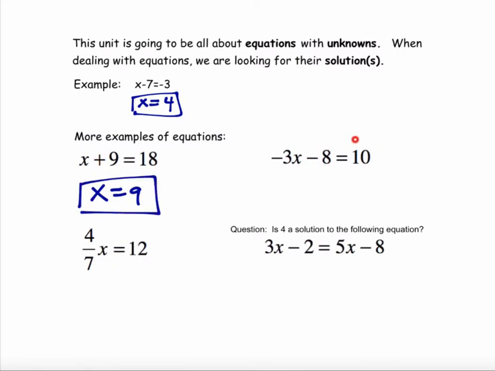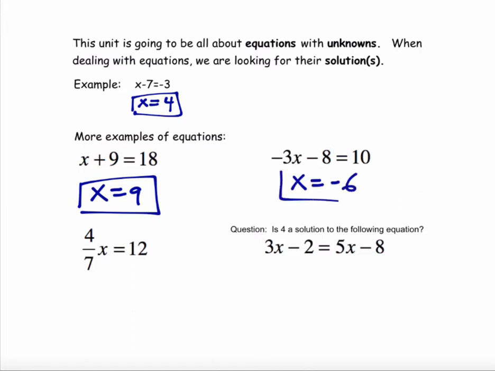Ooh, this one's a little bit tougher. Can you find the number that makes that equation true? We're going to learn a lot of techniques for solving more and more difficult equations, but you can always fall back on your intuition. In this case, you say, well, listen, if this minus 8 equals 10, then I think negative 3x kind of has to equal 18. If negative 3 times some number equals 18, I think that number x actually has to equal negative 6.